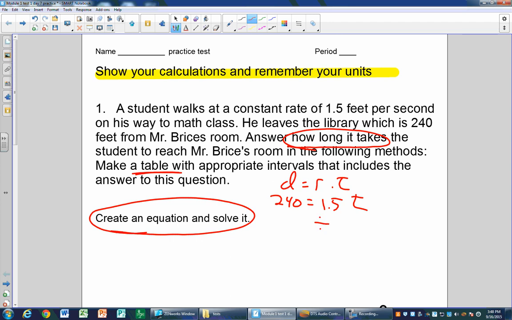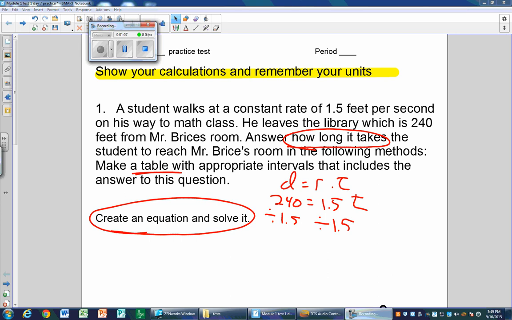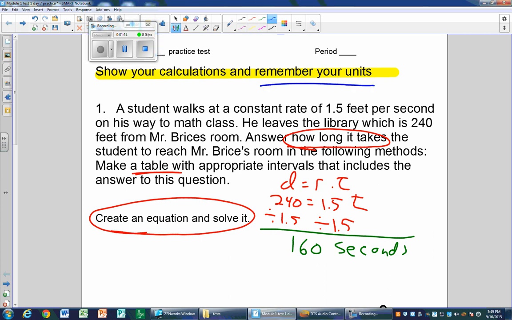I divide both sides by 1.5, and the answer is 160 seconds. It says, remember your units. If you don't have seconds, then I will think it took 160 hours, and it will be wrong. It says create an equation and solve it. That is the equation to solve it.